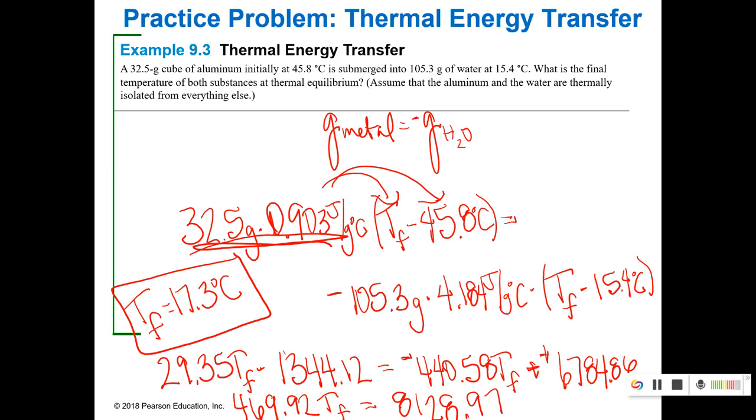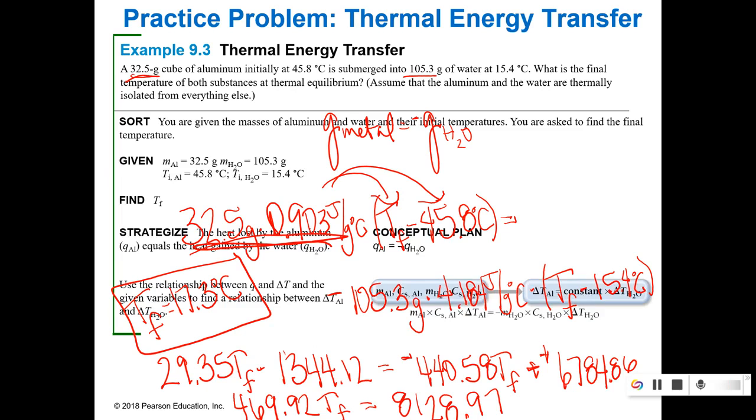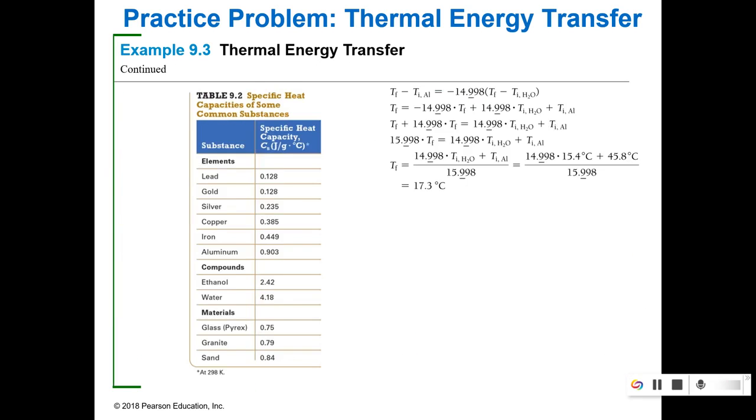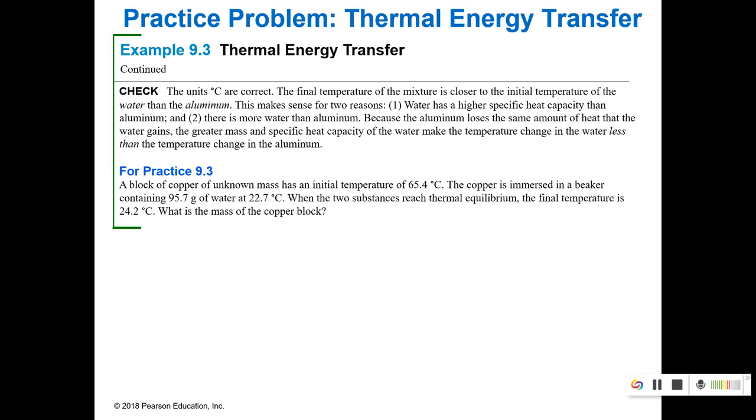So if we look, the aluminum temperature came down to 10. And the mass of the aluminum is way smaller than the mass of the water. The water only went up a little bit. Okay, so make sure at the end that it made sense. Use your number sense. 17.3.